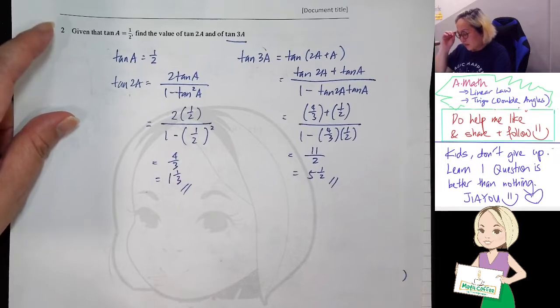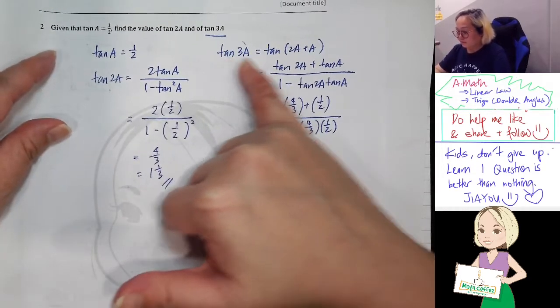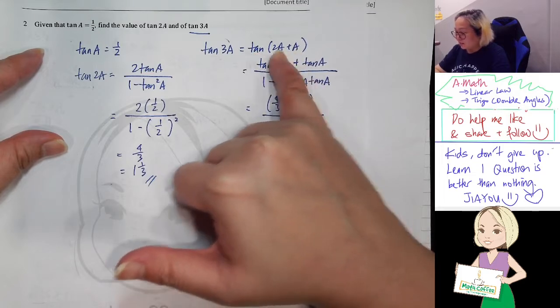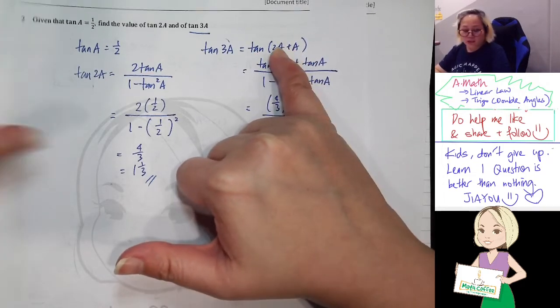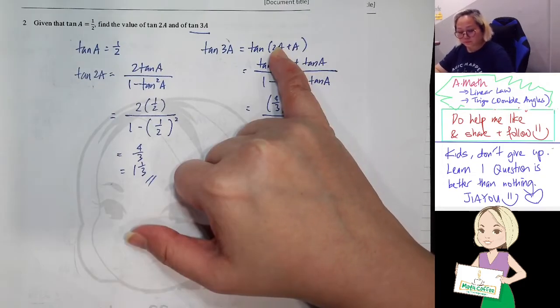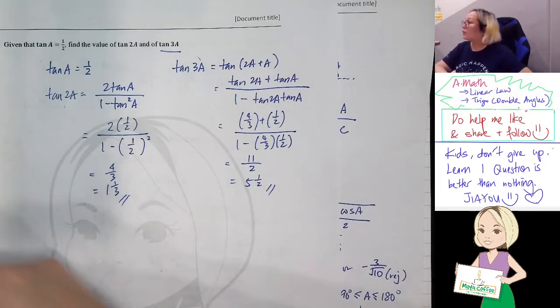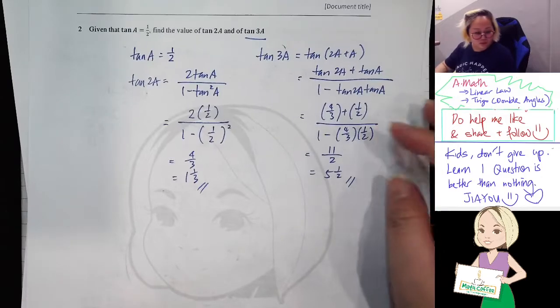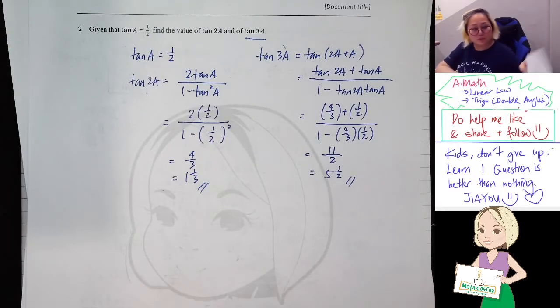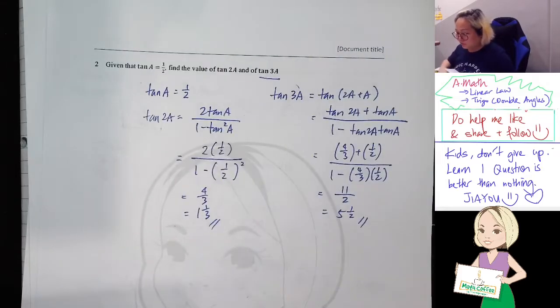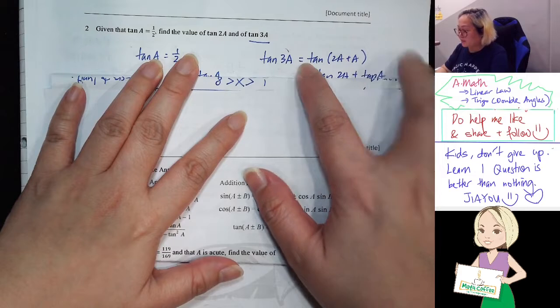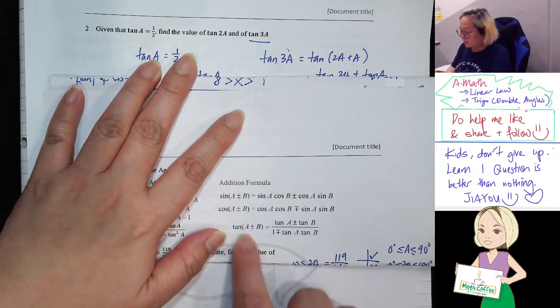So over here, see here, tangent 3A, you should be writing it as tangent 2A plus A. Then you use the addition formula. Okay, so the addition formula, wait, too many papers around. Okay, found it. Then use the addition formula. Tangent 3A is equal to tangent 2A plus A. So it's a tangent, this one.